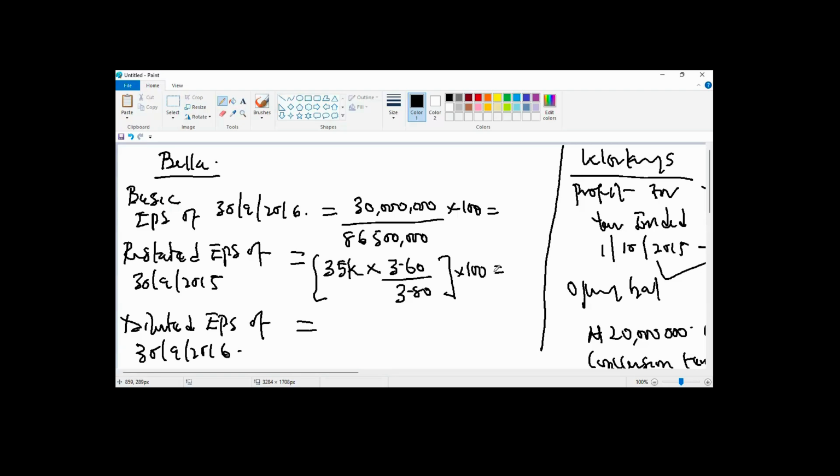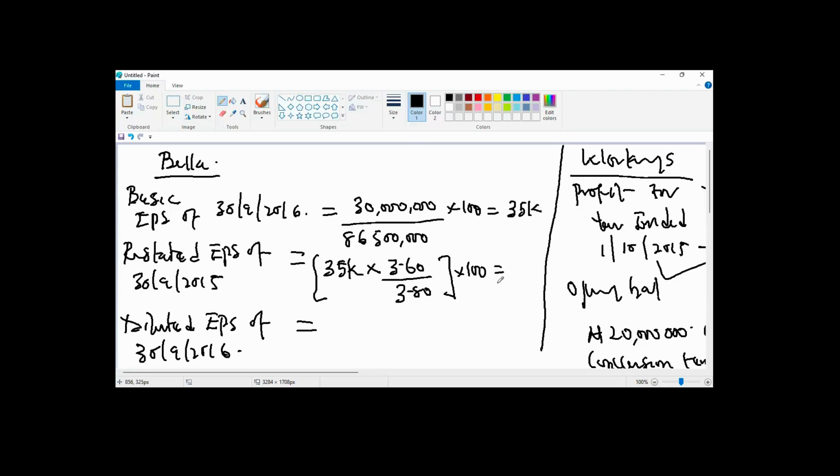Any issue, please? Give me the figure. 35 kobo, the first one. Basic, 35 kobo. Thank you, my sister. The basic earnings per share is 35 kobo. So that is done. I have 35 kobo here.